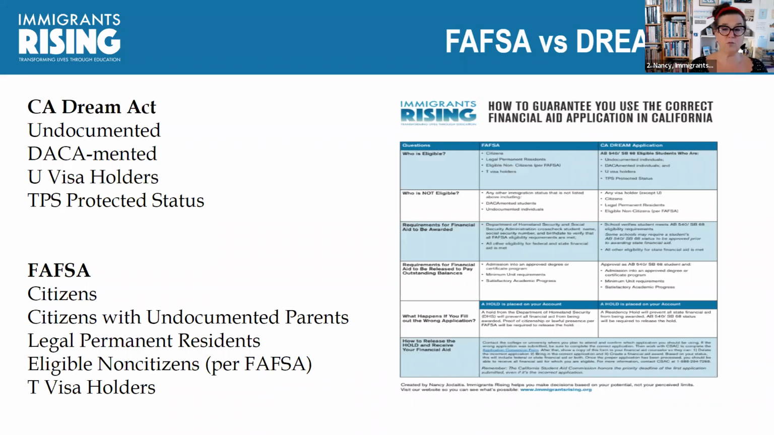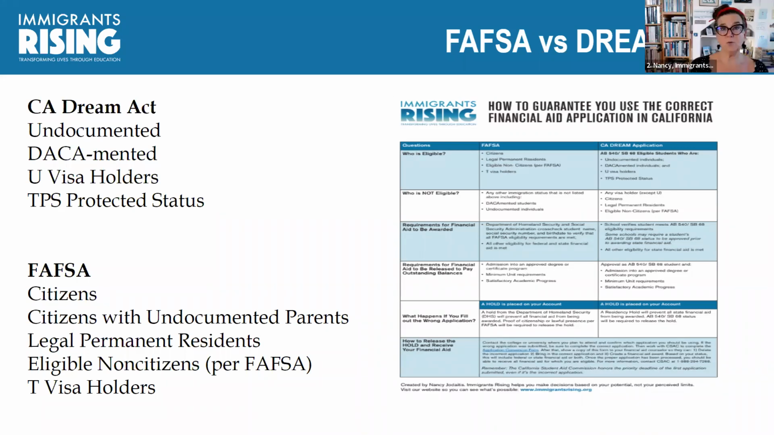In terms of who should be applying for the DREAM Act, the California DREAM Act is for students who are undocumented, students who have DACA, students who are U visa holders, as well as students who have TPS, or temporary protected status. That's the population that should be applying for the California DREAM Act. And students should meet the eligibility for AB 540 by the time they're actually going to be receiving their financial aid, because that is a requirement of the California DREAM Act as the law was written.